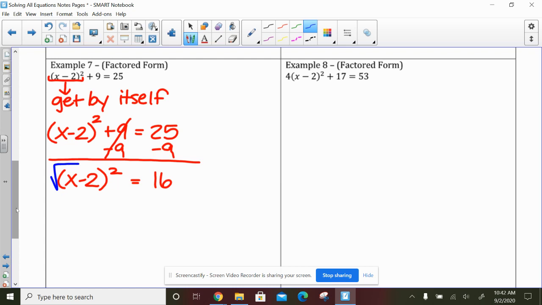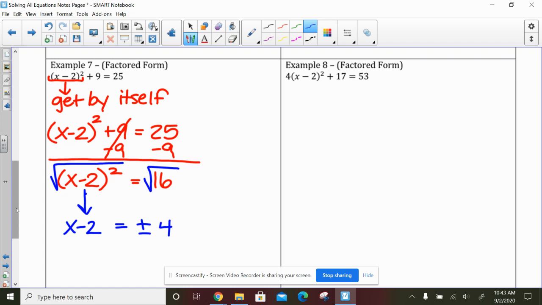So the square root just drops down the x minus 2. Then the square root of 16 is just 4. So I'm going to have a positive and a negative 4.